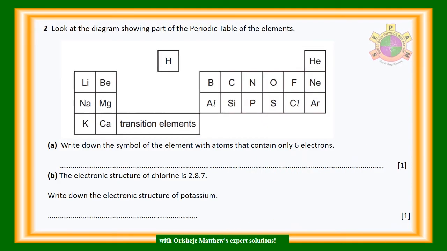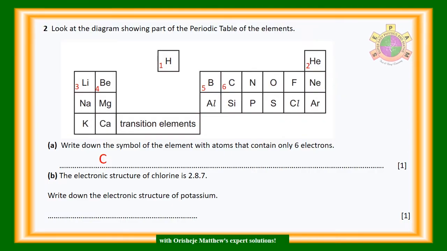Question 2. Look at the diagram showing part of the periodic table of the elements. Question 2a. Write down the symbol of the element with atoms that contain only 6 electrons. Carbon. Question 2b. The electronic structure of chlorine is 2.8.7.